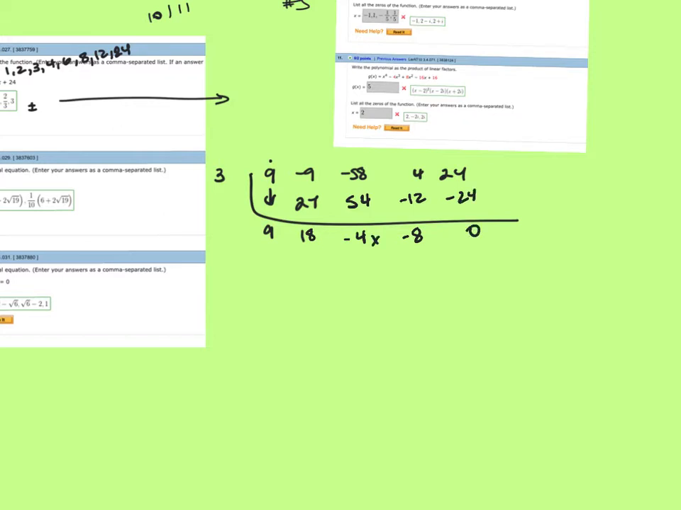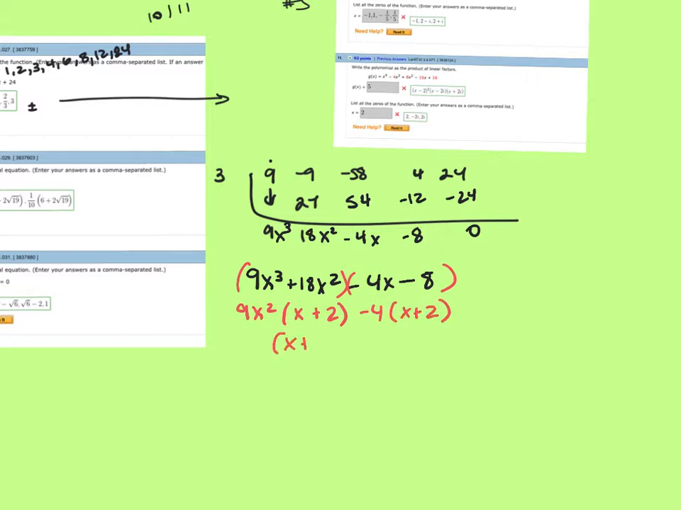So then I get 9x to the third plus 18x squared minus 4x minus 8. And then I would see if this is factorable, because it's 4 terms. See if you can factor by grouping. From the first one, you can take out a 9x squared and you get x plus 2. And from the second one, you can take out a -4 and you get x plus 2.